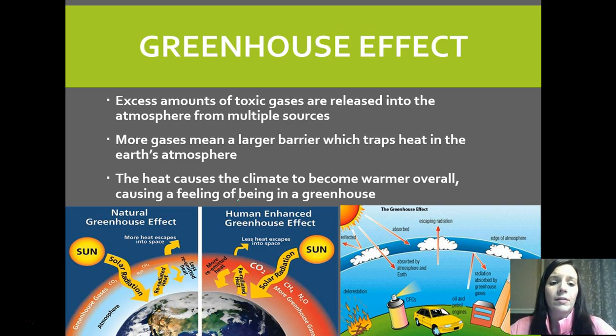The greenhouse effect is something that you may be familiar with, and it's related to global warming. This is when excess amounts of toxic gases that we release, mostly carbon dioxide, are released into the atmosphere from multiple sources. If you look at this picture down here, it shows some sources. There are engines, there's burning of trees after deforestation, there are greenhouse gases being emitted from factories. All of these things are contributing to the greenhouse effect, which means there's a large barrier around the planet which is trapping heat in the Earth's atmosphere. This is causing the climate overall to become warmer, causing a feeling of being in a greenhouse, which is why it's called the greenhouse effect.